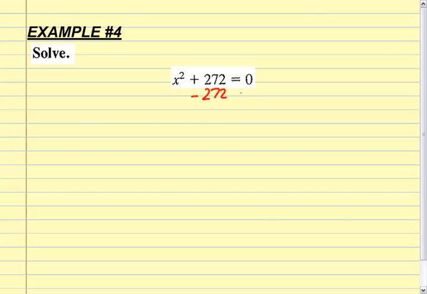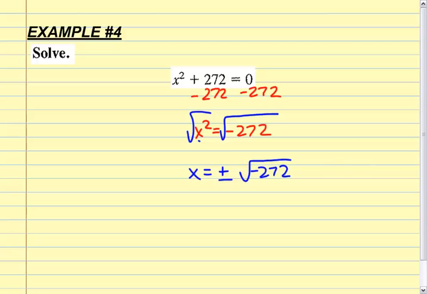Subtract 272 from both sides, and you're going to get x squared is equal to negative 272. Now we know how to deal with this. Take the square root of this side and the square root of that side, and I'm going to get that x is equal to plus or minus, because remember, anytime there's a variable under the radical, we got to get plus and minus, right? The square root of negative 272. All right, well, let's go over here and we're going to simplify that. Square root negative 272. Well, that's square root negative 1 times square root 272.